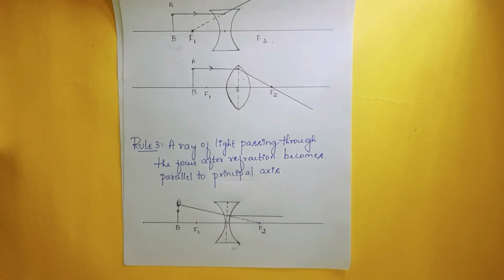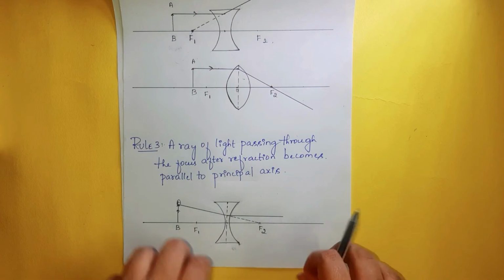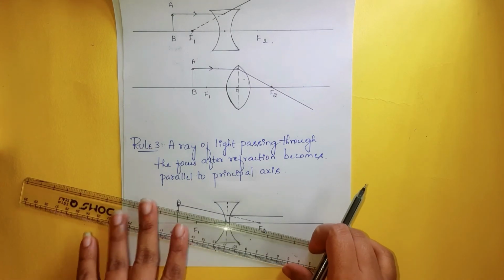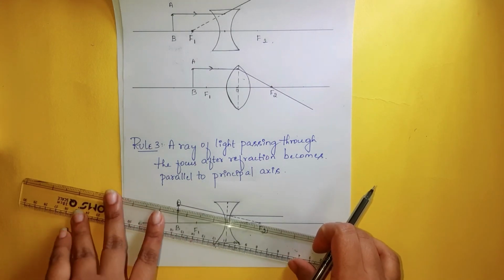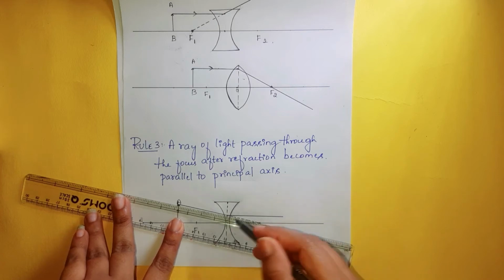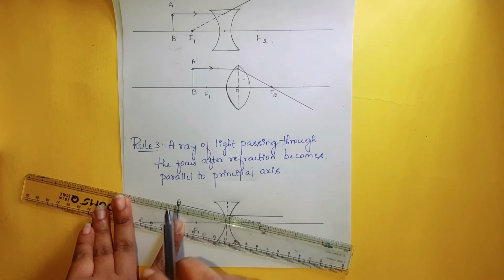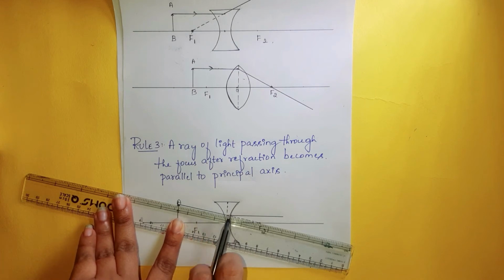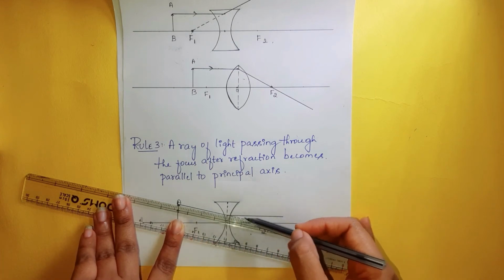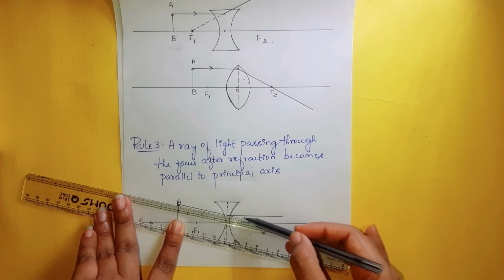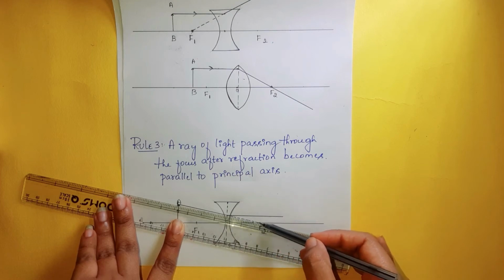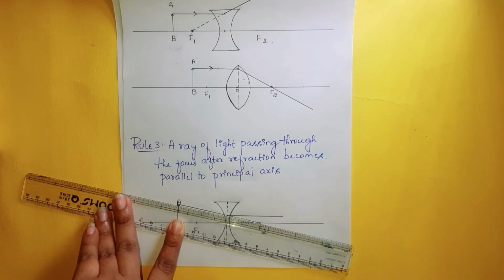So this is the image formed. From object AB, you'll draw a normal line. You have to place your scale such that when you draw the dotted lines in backward direction, they meet at the point F2.